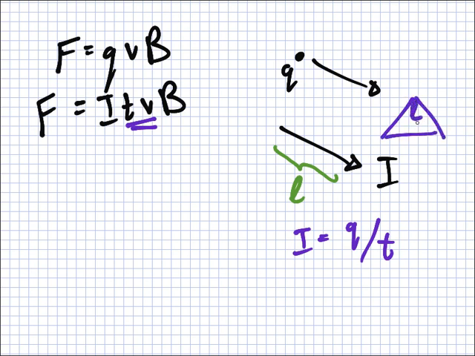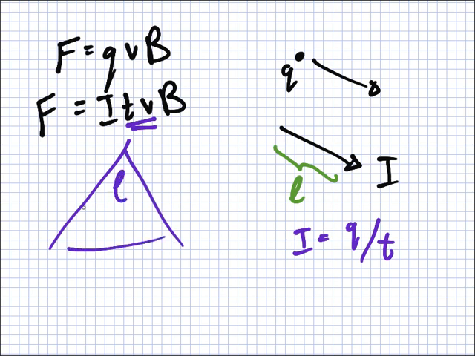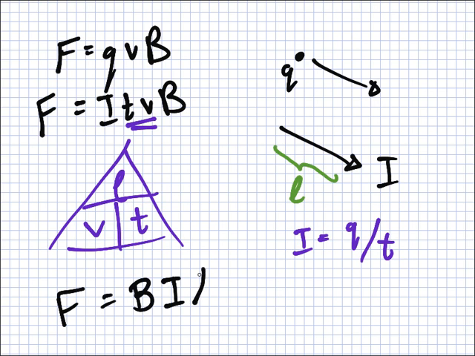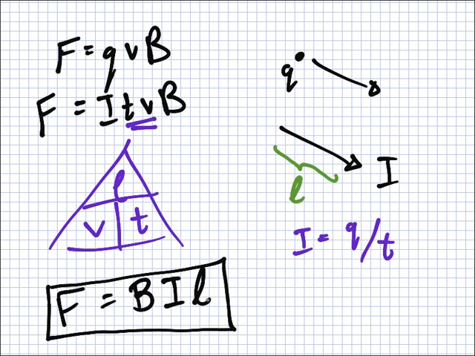Let me draw it again. Distance, which is length, speed, time. So this here would be a length. So that's an L. So you can quite nicely write the formula as BIL. The force on it will equal the magnetic flux density times the current times the length. That's the formula. So this is a simple little proof.